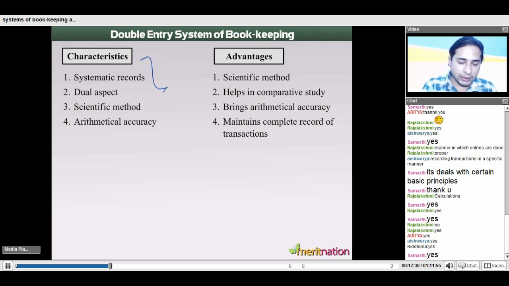So we are already done with the characteristics: the systematic record, the dual aspect, the scientific method, and the arithmetical accuracy. Now let's move to the advantages. Just try to draw the links between characteristics and advantages. Now listen carefully. Please don't go through the slide. Suppose you have a tall person in your class, who stands at the last when it comes to the assembly, let's say.